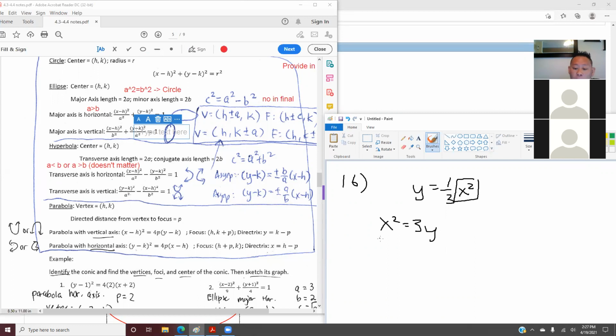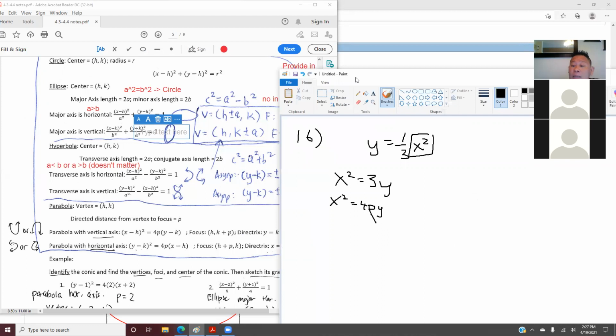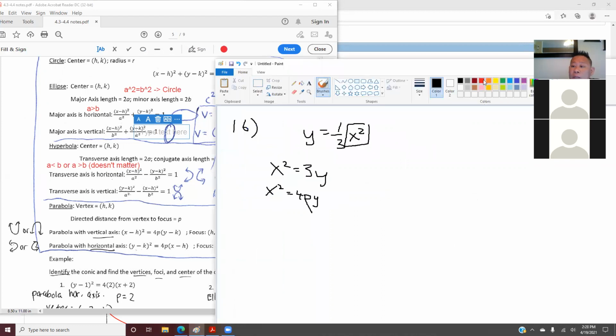If you compare this with x squared equals 4py, because our h, k is 0, 0, you can figure out our p in this case. How do you figure out your p? You just solve this equation. So 4p equals 3, so p in this case will be 3/4.